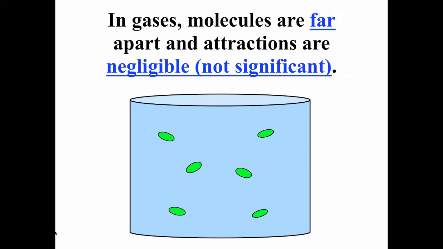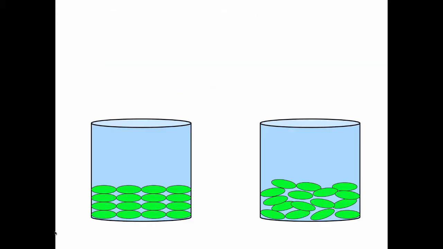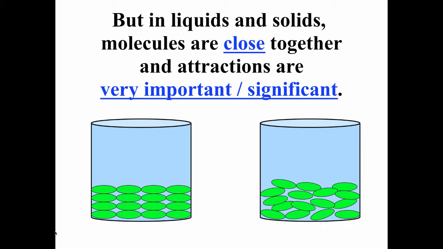In the previous chapter, we looked at gases, and in gases the molecules are very far apart from each other, and the attractions between the molecules are very small, small enough that we can essentially say they're negligible or not significant, certainly for an ideal gas at least. But if we deal with liquids or solids, now the molecules are close to each other and the attractions are significant. We have to take them into consideration.